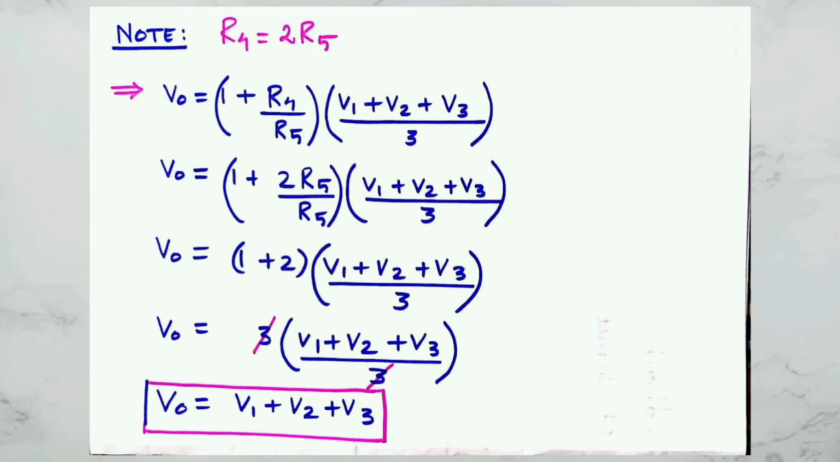Now your output voltage will be equal to 3 into V1 plus V2 plus V3, the whole divided by 3. Now your 3 and 3 will get cancelled and your final output voltage will be equal to V1 plus V2 plus V3. So now why did we consider your feedback resistor should be 2 times of R5?